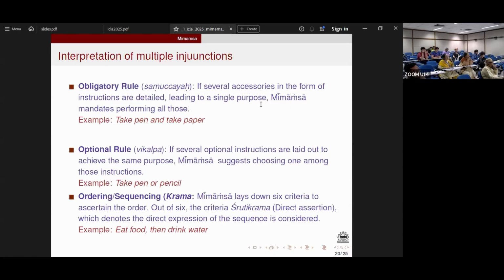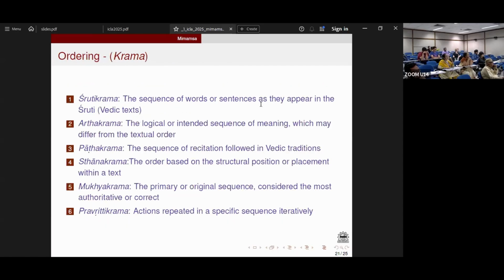Yeah. So another aspect of multiple injunctions is the ordering or the sequencing, which is what is called krama. Out of this again, we have 6 different ways in which the krama can be given. The ordering has been done. So we just spend a couple of minutes on this. We have what's called a Shruti Krama.